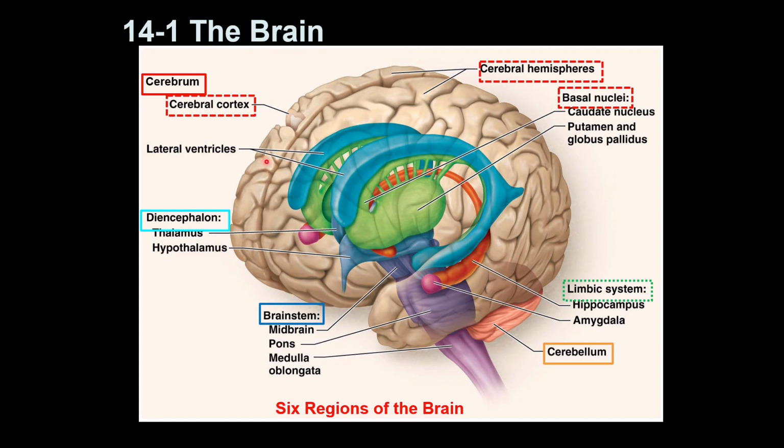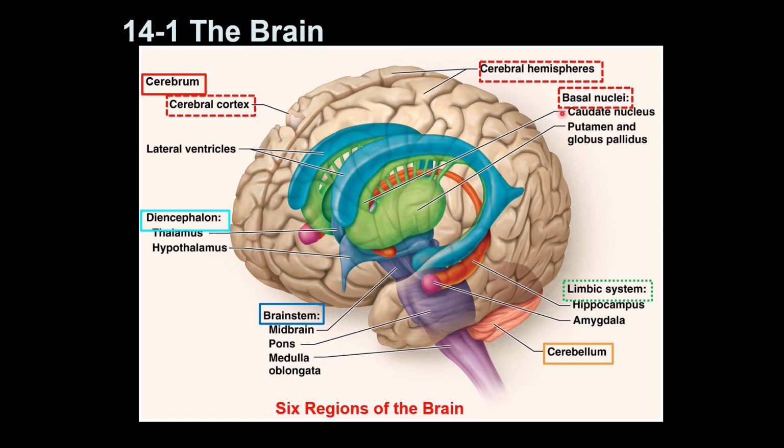This is a 3D picture, so it gives you some information about the deeper structures as well. So the cerebrum has a cerebral cortex. This is the cerebral cortex that you see, this gray area, and the cerebrum is made of the 2 cerebral hemispheres. So there's 2 of them, one on each side, and they're connected in the middle.